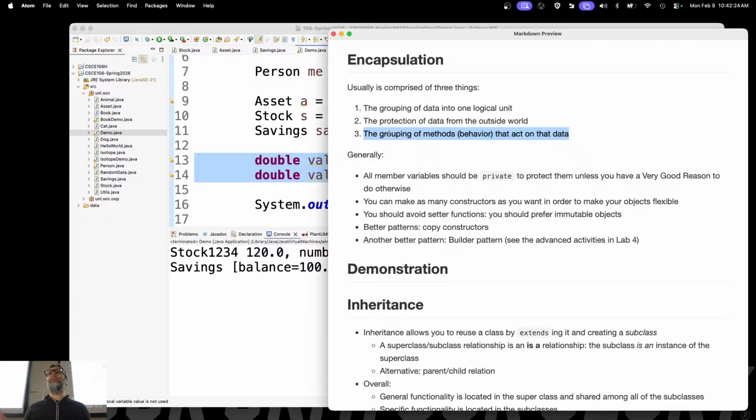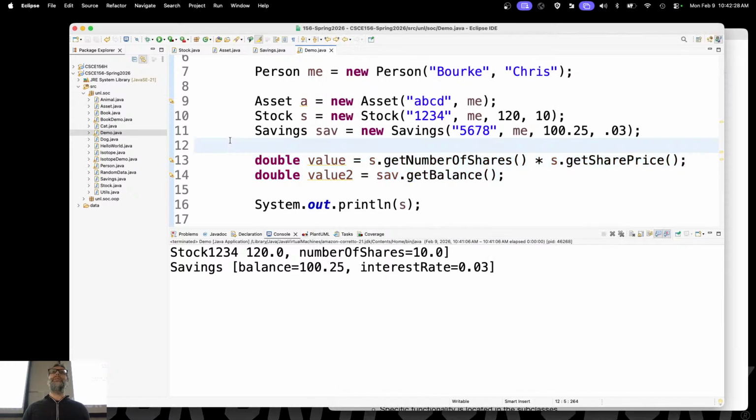That sounds like a savings account thing. Where does it belong? In the savings account class. That sounds like a stock thing. Where does it belong? In the stock class. So does computing a value belong here in the demo class? Doesn't sound like it to me. If I want to compute a value, I should be able to ask the stock, hey stock, what is your value? Or hey savings account, what is your value?